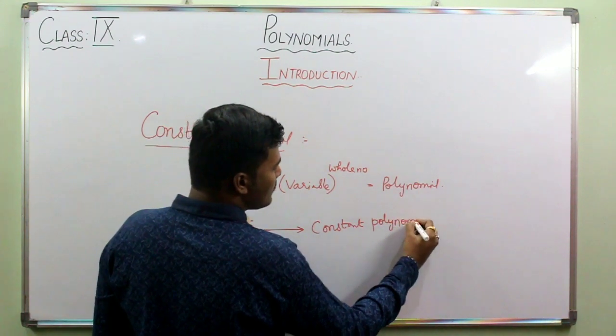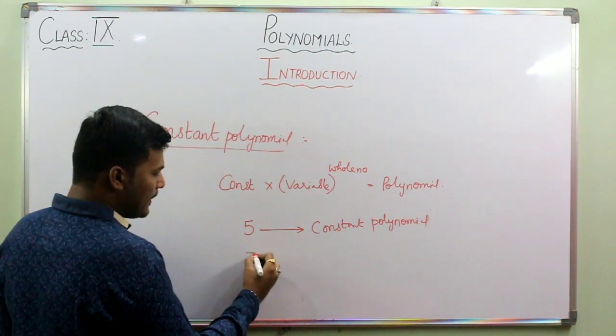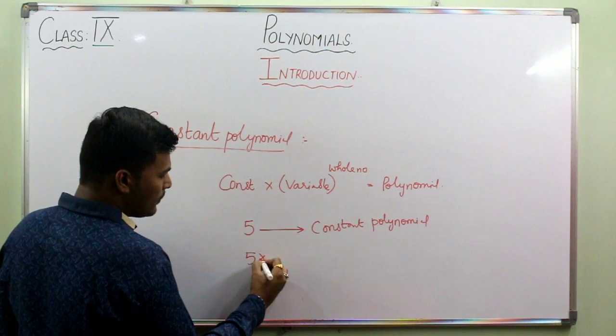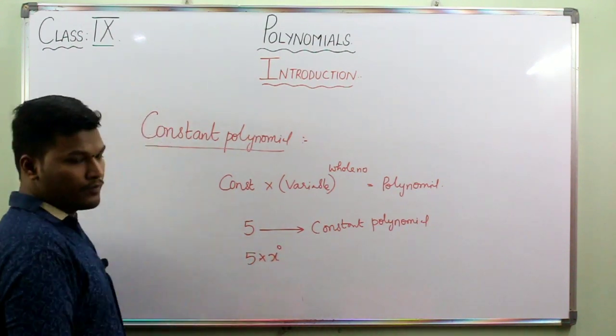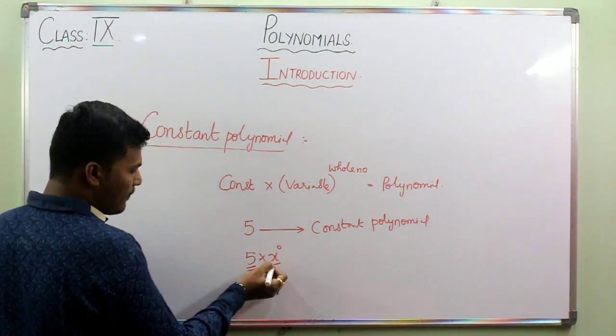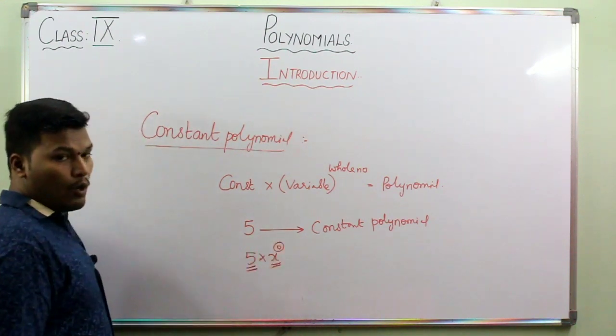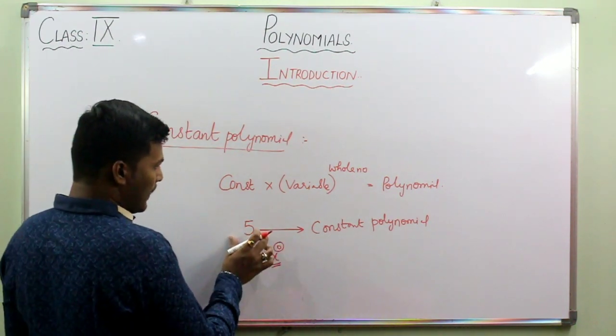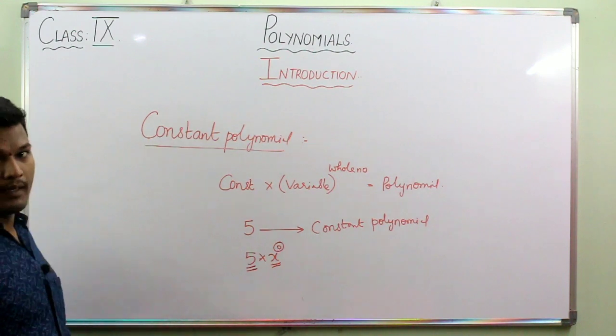Why is it called a constant polynomial? Because I can write this 5 as 5 into x to the power of 0. I have a constant, I have a variable, and the power is a whole number. So hence this is called a constant polynomial.